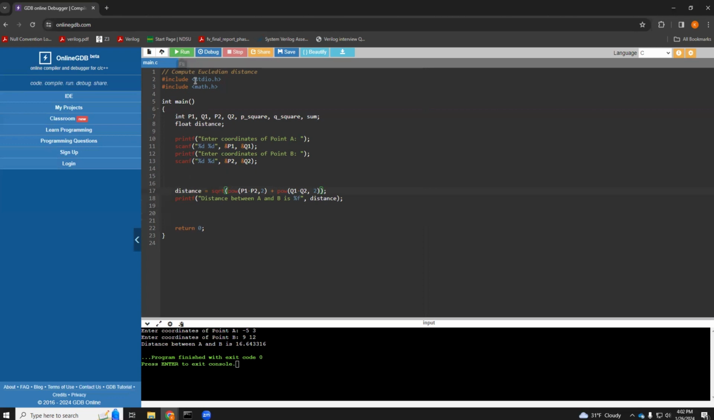Let's run this. Also, even though you are not using P squared, Q squared, and sum variables, if you have them in your code, that's fine. It's not going to cause any harm. So -5 and 3, 9 and 12. The distance has come out to be exactly the same as the previous computation.